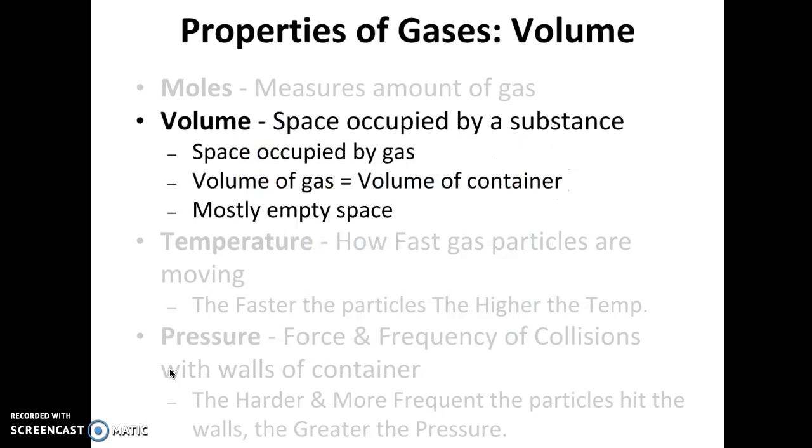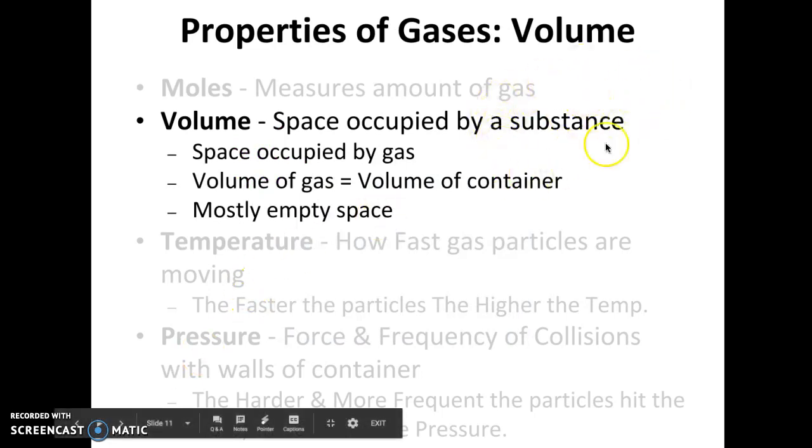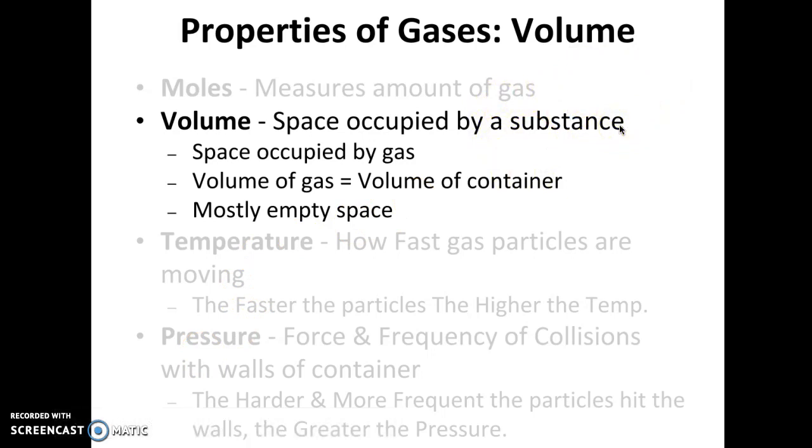Volume is the space occupied by a substance. I believe you're going to have to change that in your handout. It should say substance, not gas. But since we're dealing with gas, space occupied by gas. And remember, the volume of the gas is equal to the volume of the container. So the gas is going to spread out throughout the container. And so if you have a 1 liter container, you have 1 liter of gas. You have a 5 liter container, you have 5 liters of gas.